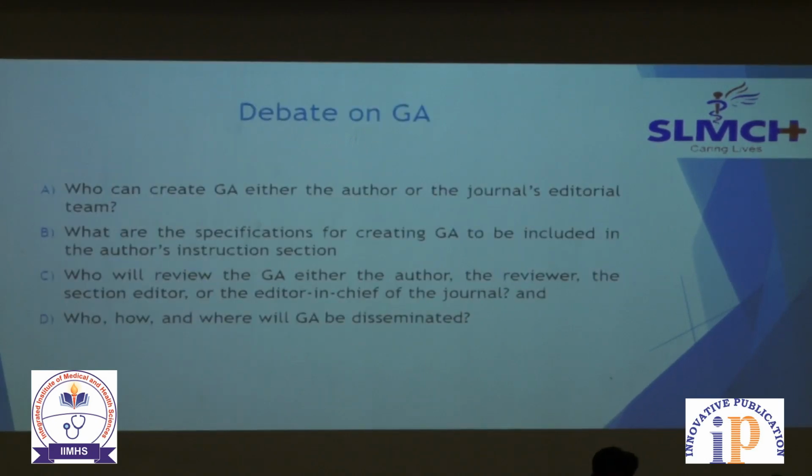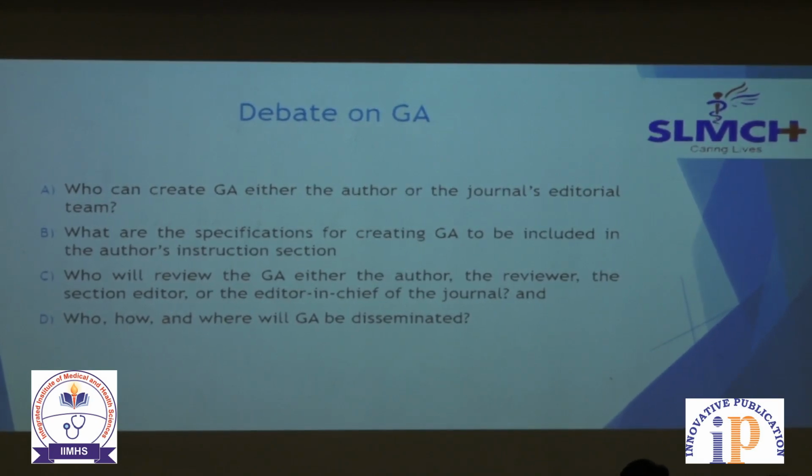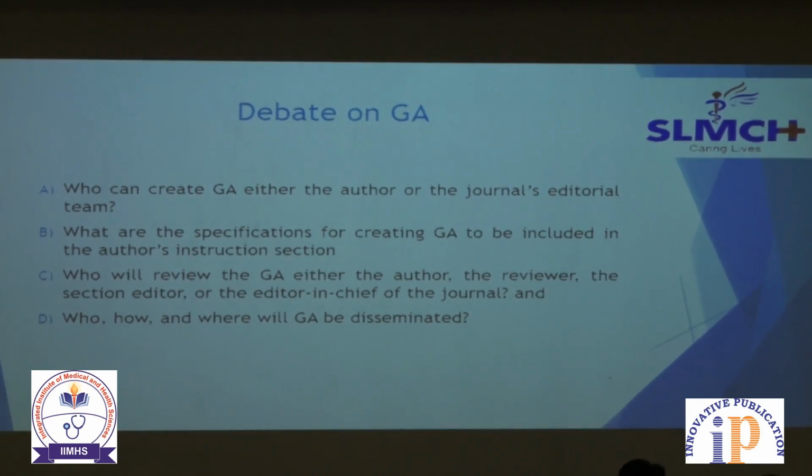Next. Now, this is the main part of our graphical abstract. There is always a debate. What are all the debates? Who should create a graphical abstract? Either the author or the journal's editorial team. Second one, what are the specifications for creating a graphical abstract? And the third one, who will review the graphical abstract? Either the author or the reviewer or the editor-in-chief. And the last one, where it should be disseminated. So these 4 questions have to be answered.